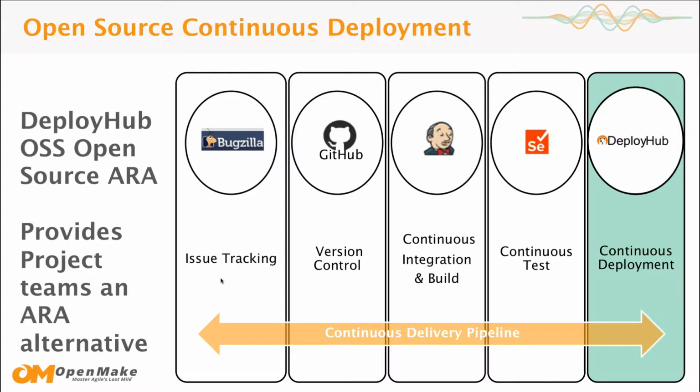DeployHub, because it's open source, gives project teams an alternative to those heavy enterprise-level application release automation tools. They can implement this at the project level, creating a standardized and repeatable process from development through the other stages of the pipeline into live production.